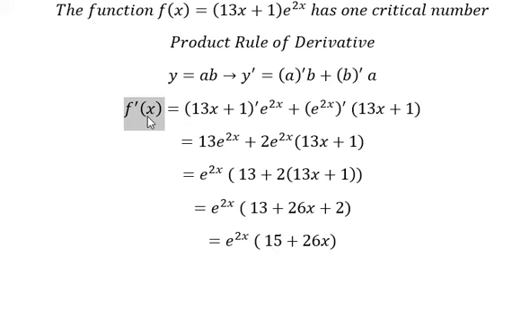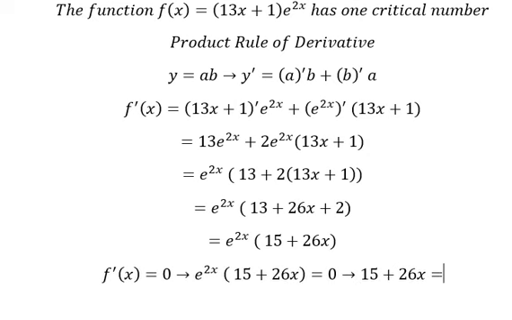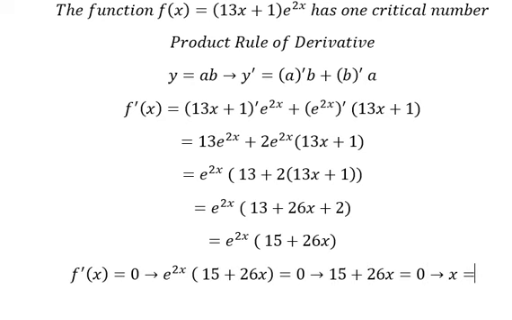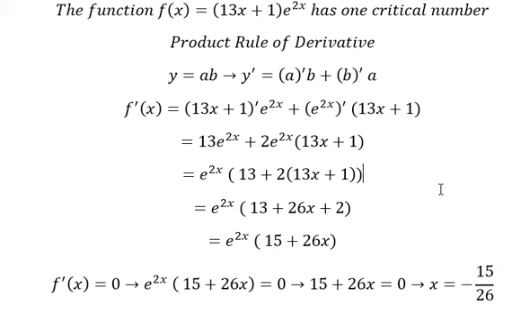Next we put this one equal to number 0. That means this one equals number 0. So I will find the solution only for this one. And we put number 15 to the right, and we divide both sides by number 26. So we have negative 15 over 26. This is the end.